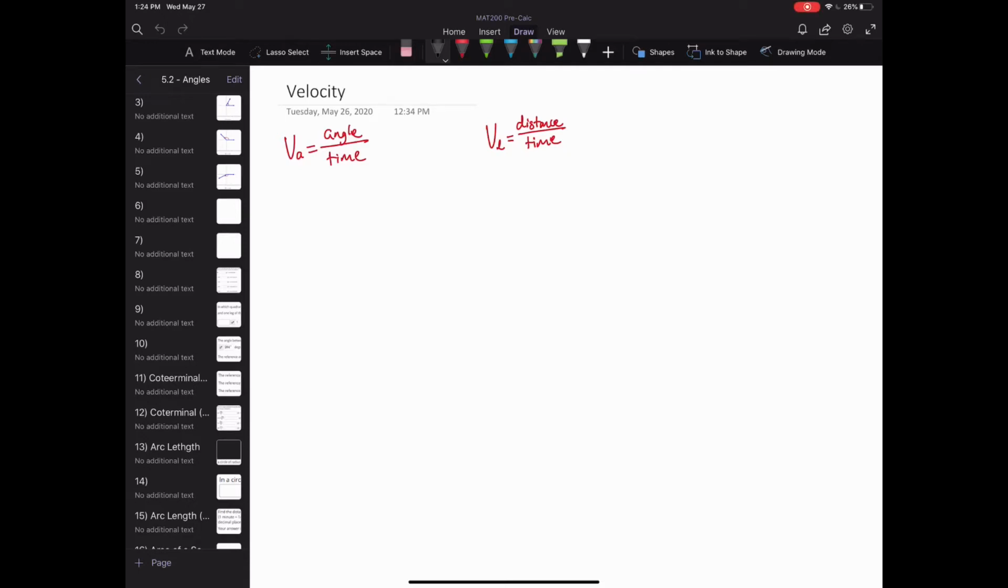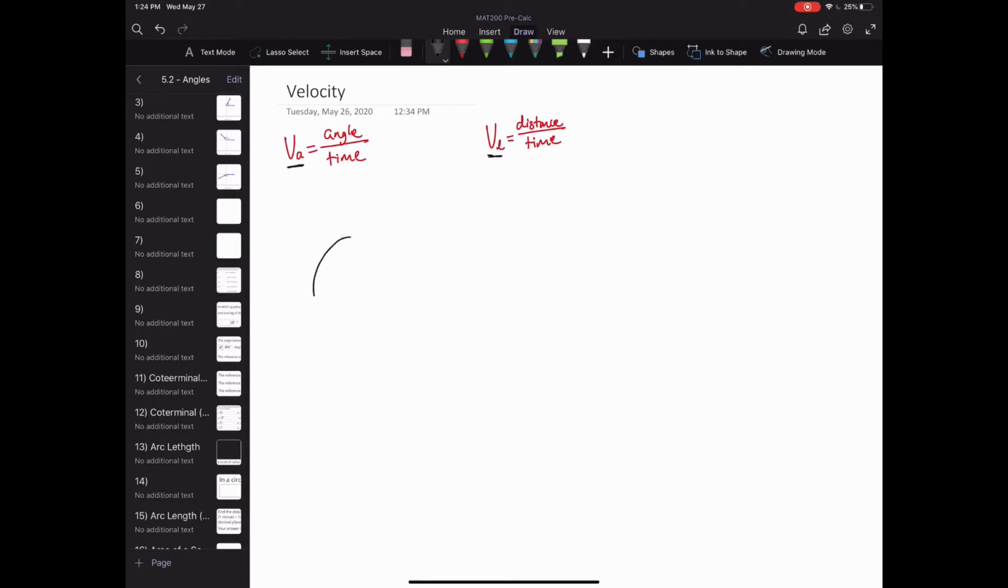Alright, today we're going to look at velocity. This is still chapter unit 5 section 2. And what you really need to know is what velocity is. You could think about velocity in two ways. You have angular velocity and linear velocity.